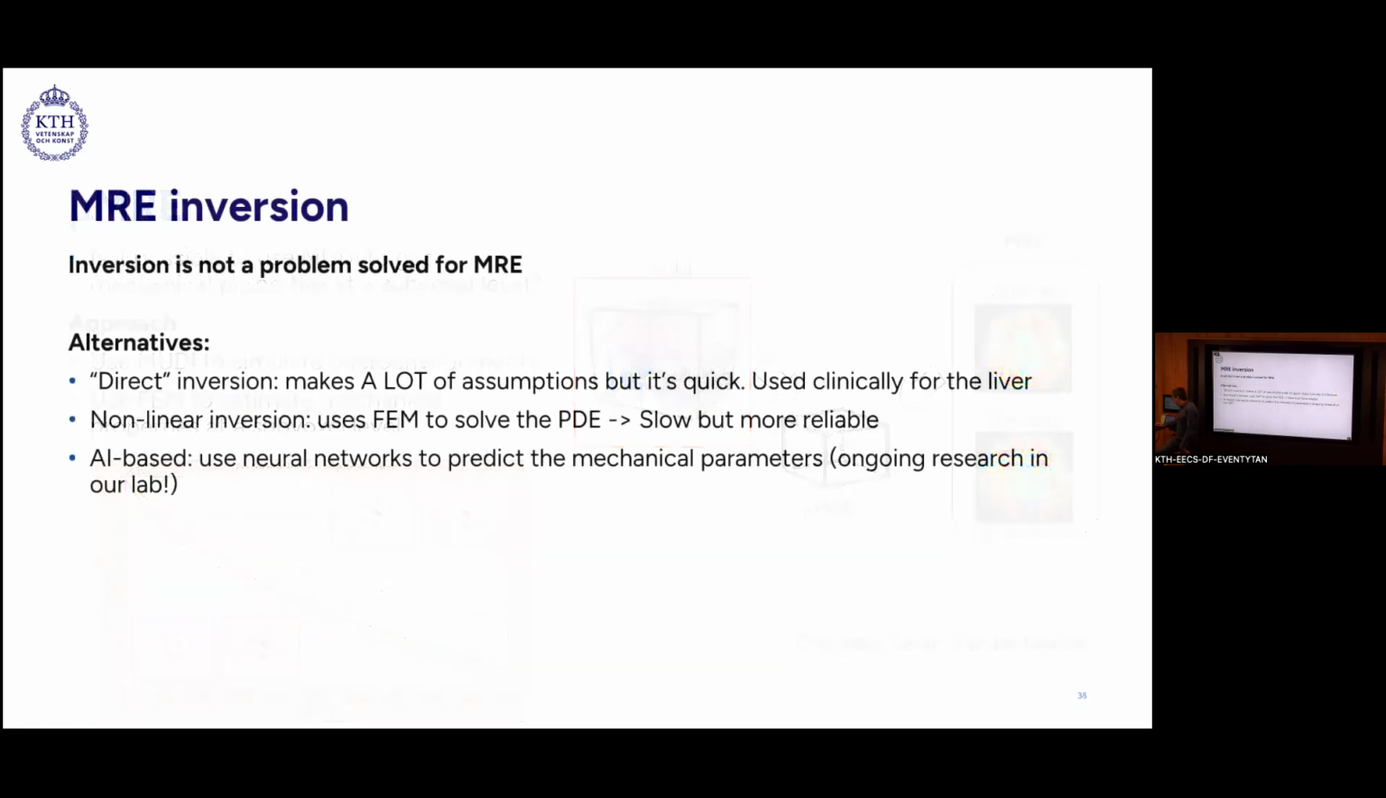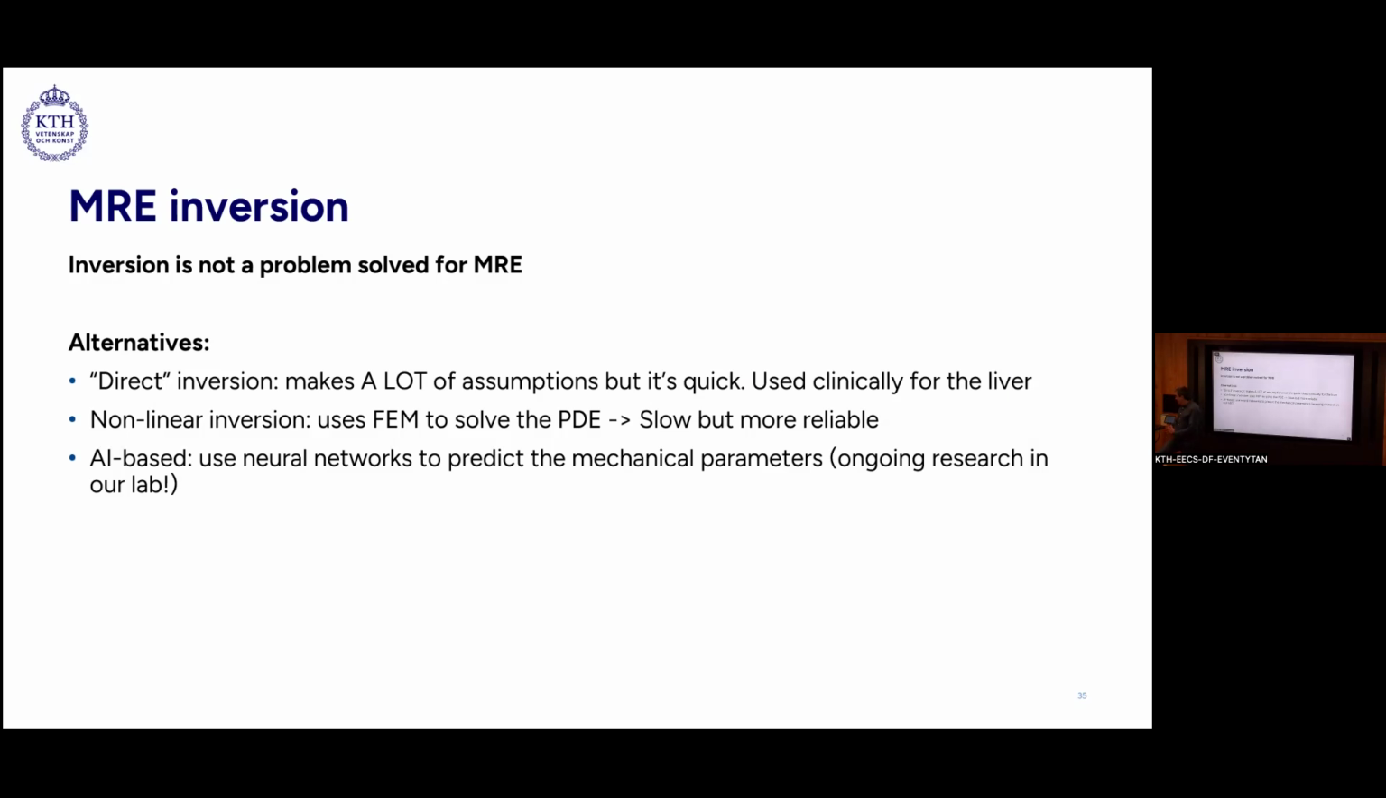For inversion, it's a difficult problem, as I said before. You can use something that is called direct inversion, which makes a lot of assumptions, but is quick. And this is actually what you can get, for example, for the liver. MRE for the liver is actually used in the clinics. It's the only part of the body that is CE approved. For the brain, it is not yet.